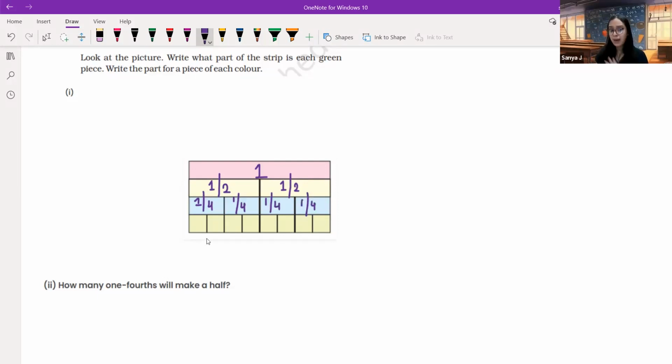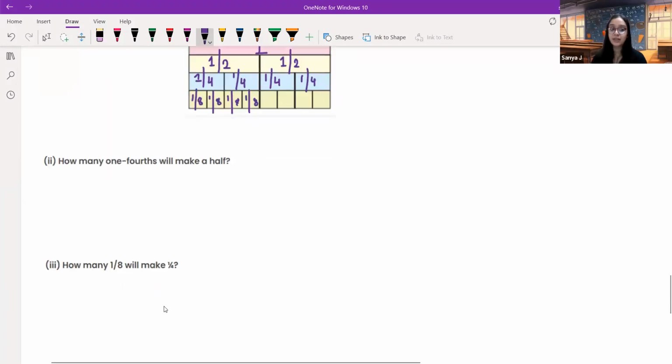Then for the last part, the peach shade, we have how many equal parts? Let's count. 1, 2, 3, 4, 5, 6, 7 and 8. So each part represents 1 out of 8. Okay. So the fraction is 1/8 for each of these peach portions. Alright everyone? Okay. Let's answer the second question.